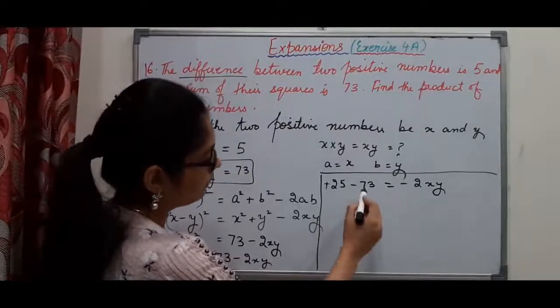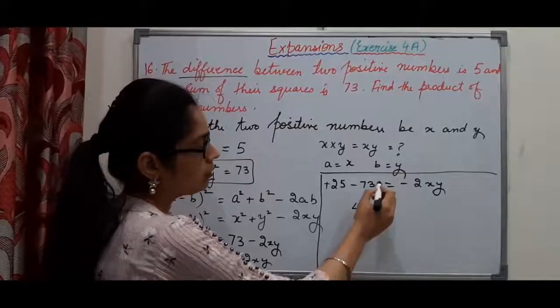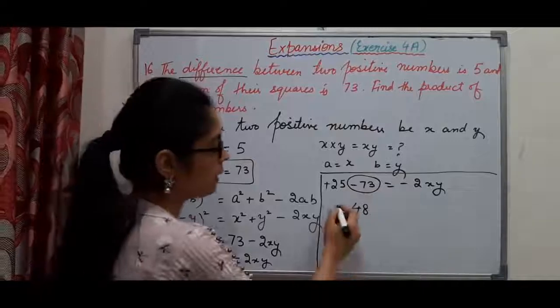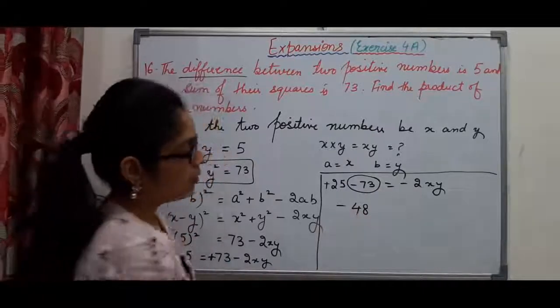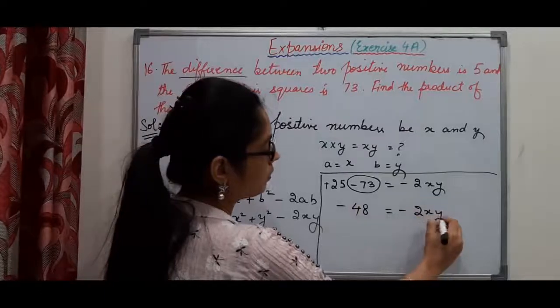it is 48, and the sign is of the greater number. So with the greater number, which is 73, the minus sign is there. So it is minus 48 equals minus 2 into x into y.